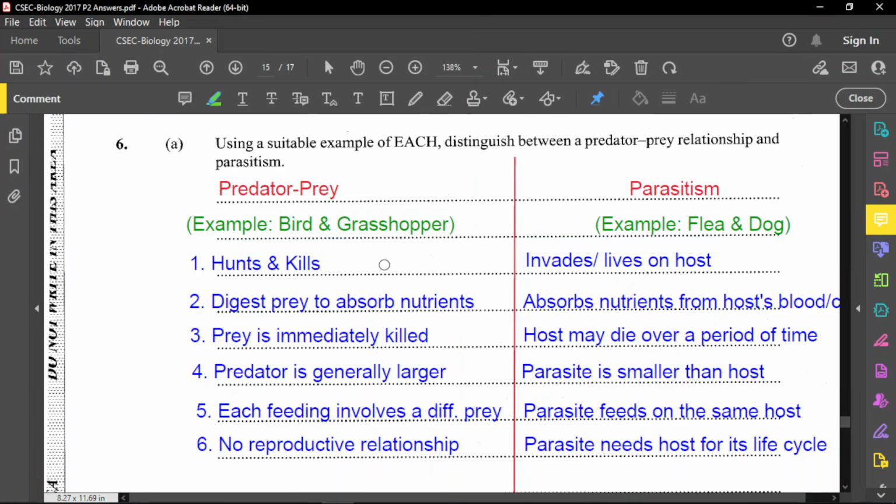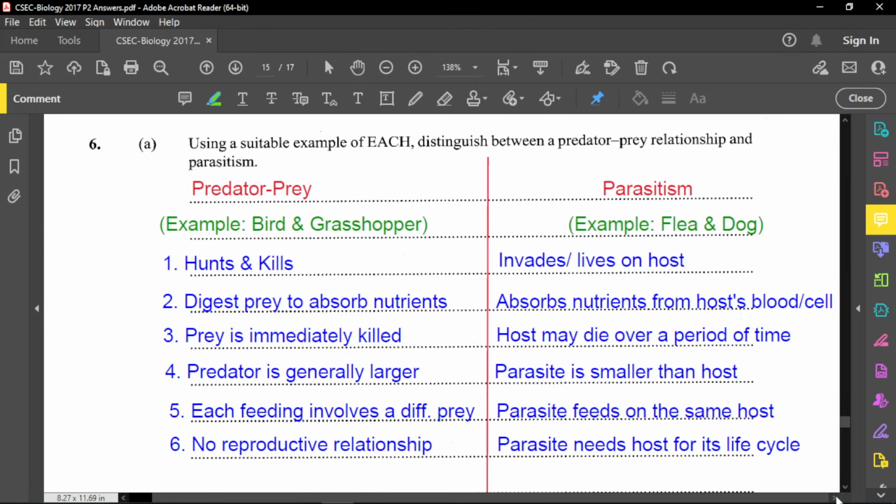And so, first one here is that the predator will hunt and kill the prey, while the parasite will invade and also live in or on. All right, I say invade, which means go in, or lives on the host. Okay. The predator will digest the prey to absorb nutrients. However, now the parasite absorbs nutrients from the host blood or from the host cells. I'm going to slide over a little bit so you can see that, right? All right, so pretty much if you think about it, parasites are lazy. They don't do much for themselves, they just absorb, sit and wait till the host breaks down the stuff and has it in the bloodstream, just absorb it and just live.